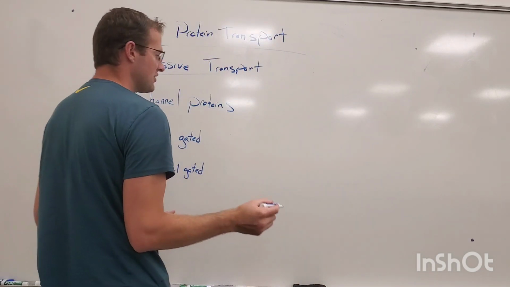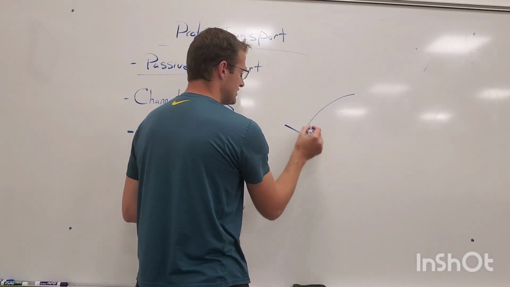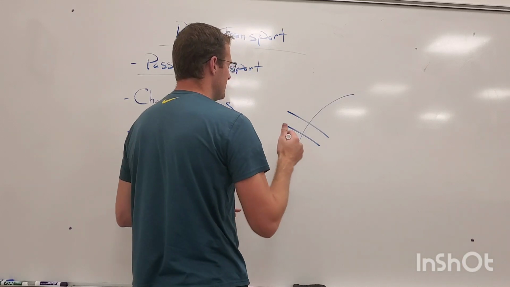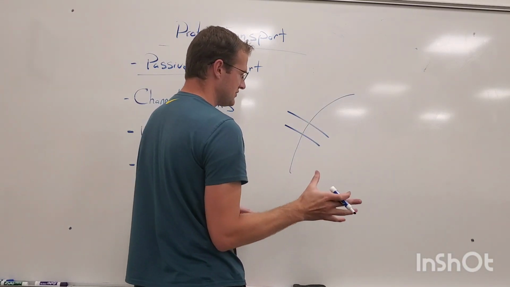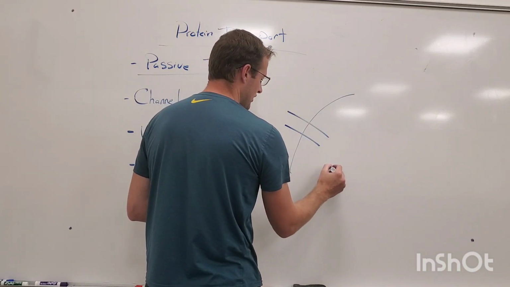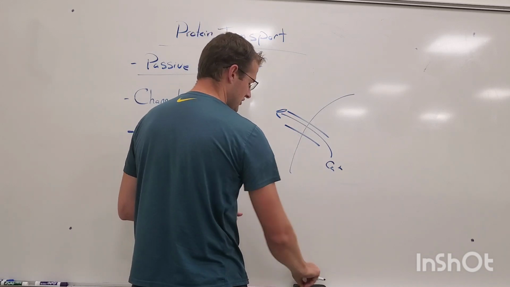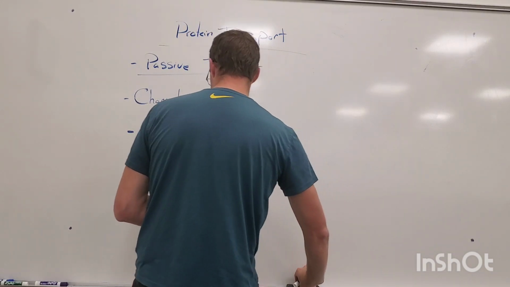The last one is mechanical gated. These are sensitive to touch, like in our fingers, or heat. Anything like that will stimulate this gate to open, and once again it's specific for a certain ion, like a calcium ion. Once it gets open, a calcium ion will want to go out or go in based on its concentration gradient.